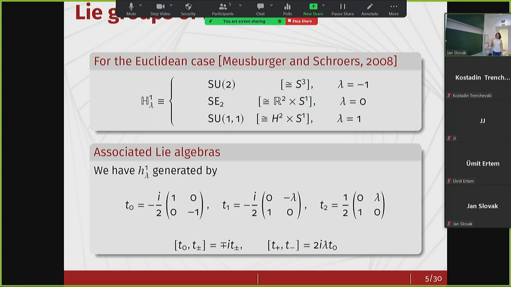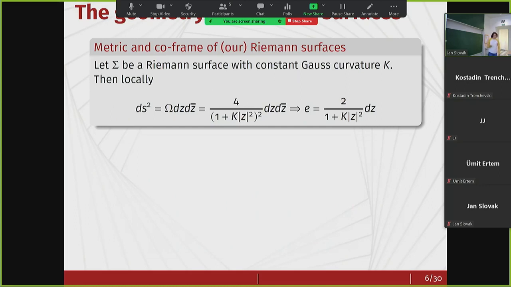is going to be related with the curvature of the Riemann surface. So, a few comments about the geometry of Riemann surfaces. Take Riemann surfaces with constant Gauss curvature. Using local coordinates Z and Z bar, the standard complex conjugate coordinates, we can write down the metric in this way. Then you can take the square root of the metric, or in the language of Cartan geometry, the coframe. So it's this E that is here.